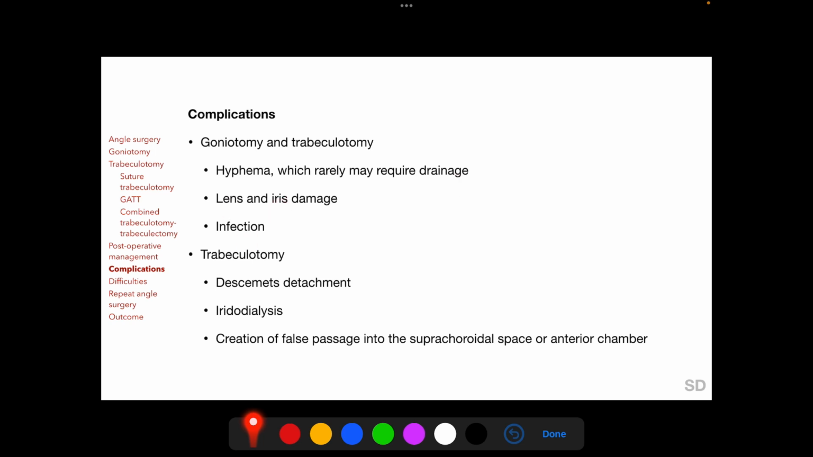Complications of goniotomy and trabeculotomy procedures include hyphema, which rarely may require drainage, lens and iris damage, and infections. Complications associated with trabeculotomy include Descemet's detachment, iridodialysis, and creation of false passage either into the suprachoroidal space or into the anterior chamber, but not through the trabecular meshwork.